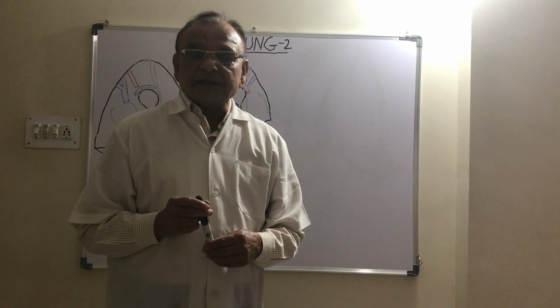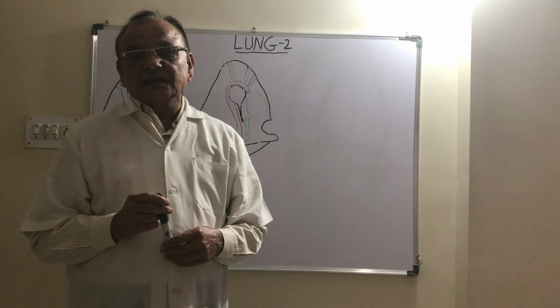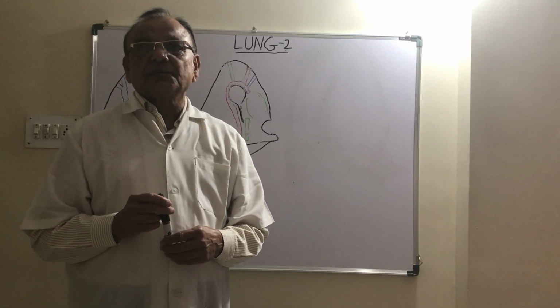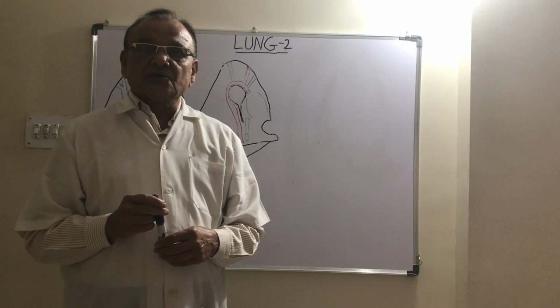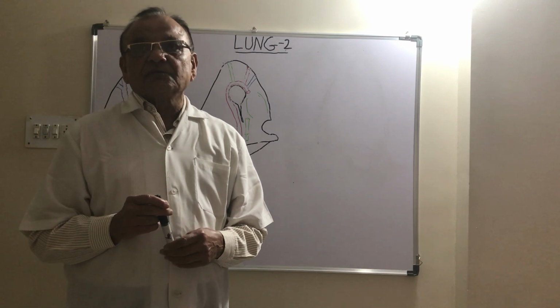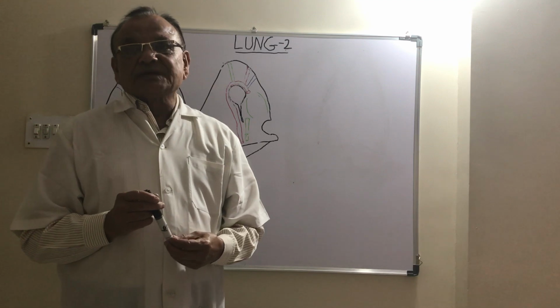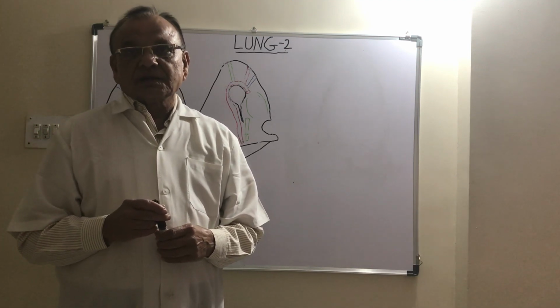Then the bronchial artery also passes: on the right side one bronchial artery and on the left side two bronchial arteries. Next, the bronchial vein also passes through the hilus. Lymphatics also pass through the hilus. Now near the hilum many lymph nodes are present, and they are called bronchopulmonary lymph nodes.